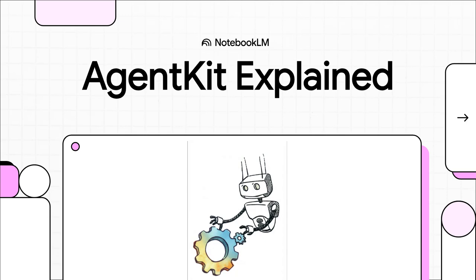Okay, so OpenAI just dropped something that could seriously change how we all build AI agents. It's called AgentKit, and it's basically an all-in-one toolkit designed to help you create powerful, production-ready AI agents without having to reinvent the wheel every single time.